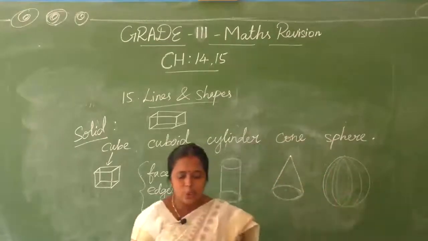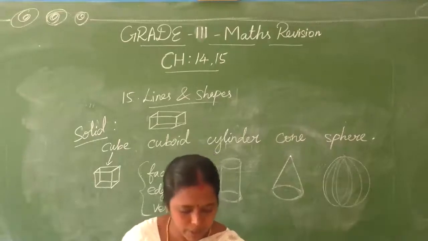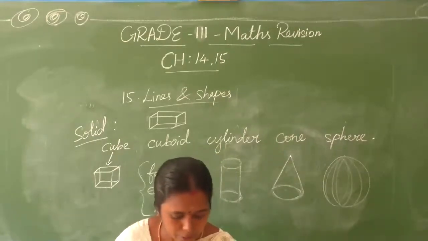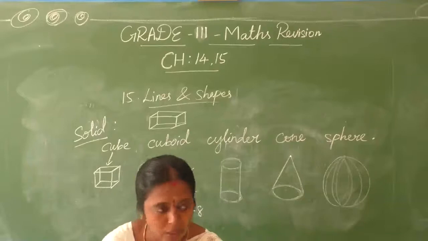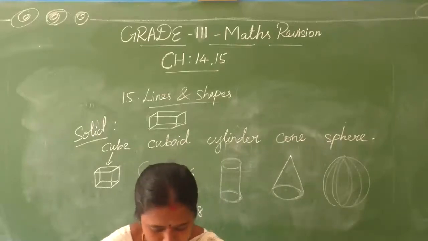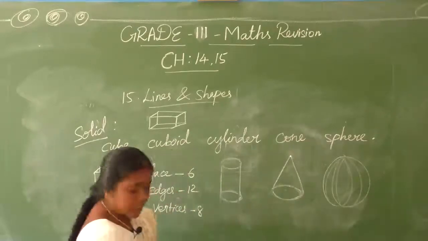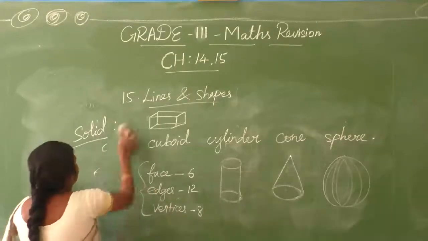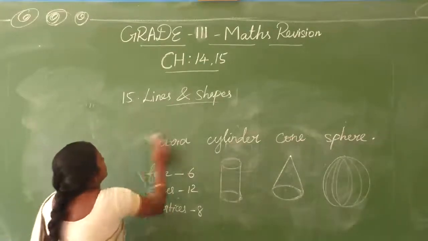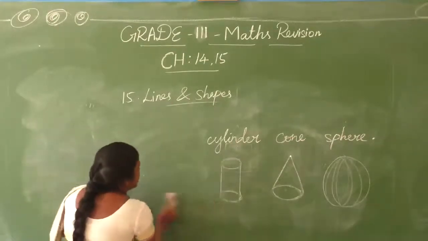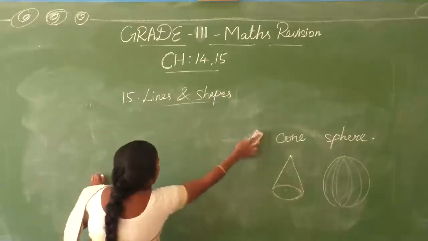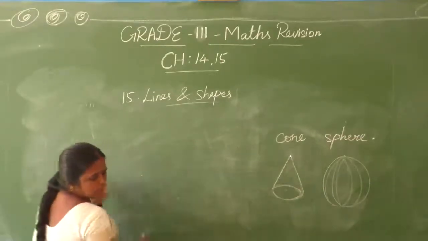Understood, children? So lightly I have touched all the topics of the 15th chapter. Then the last one, symmetry only, that is the easiest one. Okay, a line which cuts the figure, see, what is it called? Symmetry. S-Y-M-M-E-T-R-Y. Symmetry. What is it?